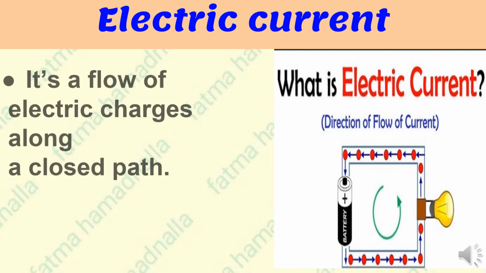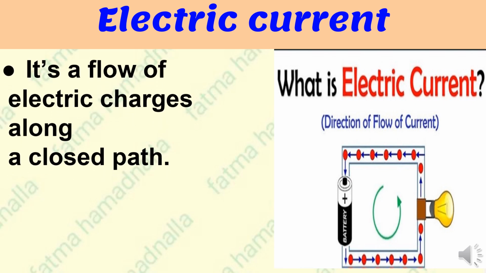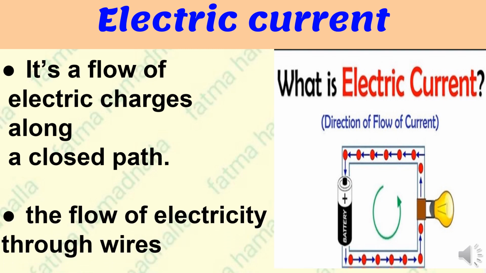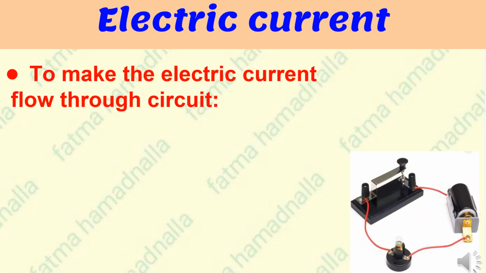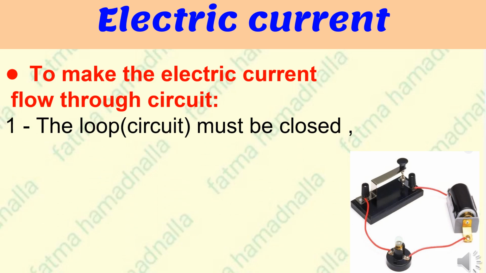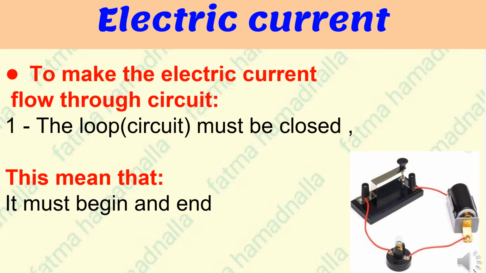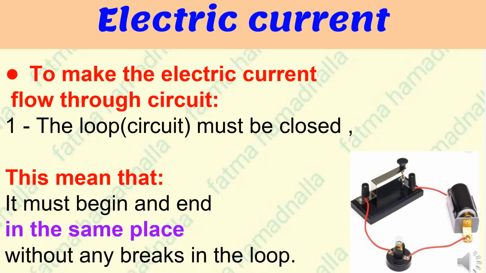Now, let's talk more about electric current. Electric current is the flow of electric charges, or electrons, along a closed path, like a circle, or it is the flow of electricity through wires. To make the electric current flow through a circuit, the circuit, or loop, must be closed. This means it must begin and end in the same place, with no breaks in the loop. Okay?